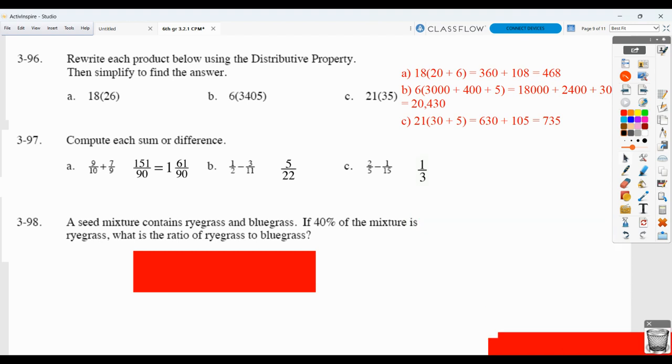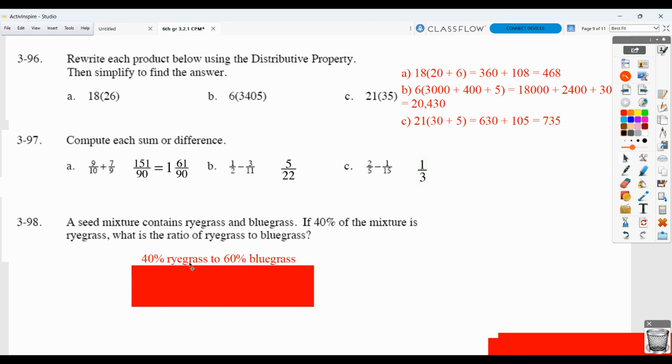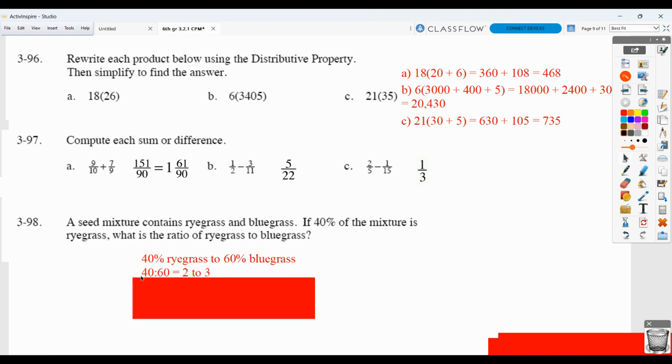For 398, if 40% of this mixture is ryegrass, what's the ratio of ryegrass to bluegrass? Well, the seed mixture only contains ryegrass and bluegrass. So if 40% is ryegrass, that means 60% is bluegrass. So then the ratio would be 40% ryegrass to 60% bluegrass, which would simplify to 2 to 3.